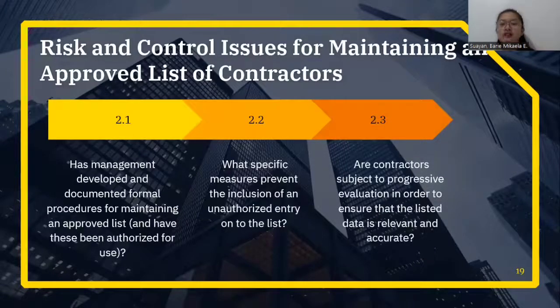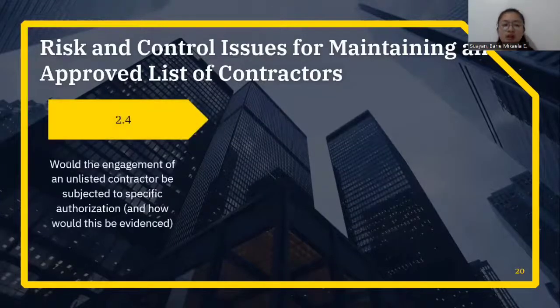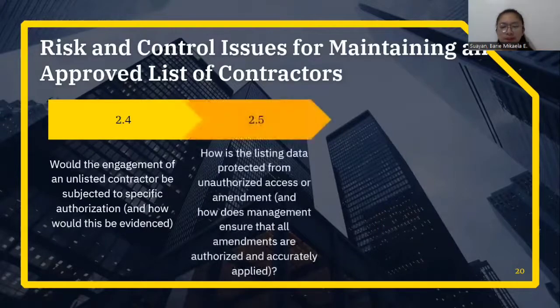On the third one, are contractors subjected to progressive evaluation in order to ensure that the listed data is relevant and accurate? The management needs to know what are the measures to prevent an unauthorized entry on the list. Would the engagement of an unlisted contractor be subjected to specific authorization, and how would this be evidenced? How is the listing data protected from unauthorized access or amendment? And how does management ensure that all amendments are authorized and accurate?